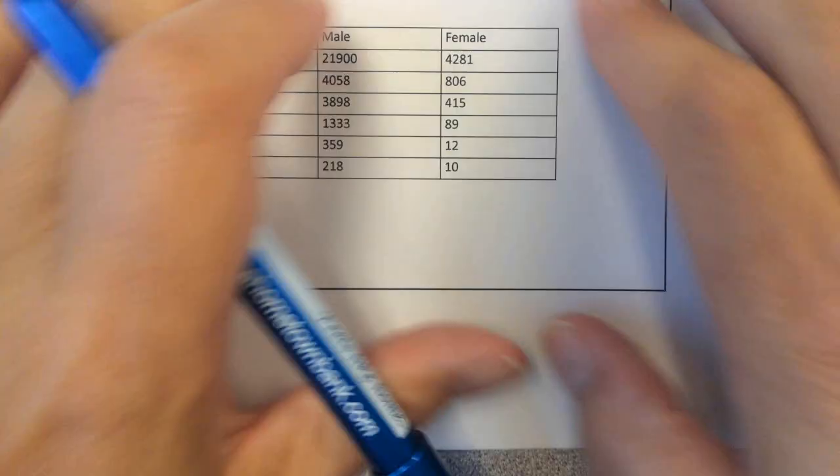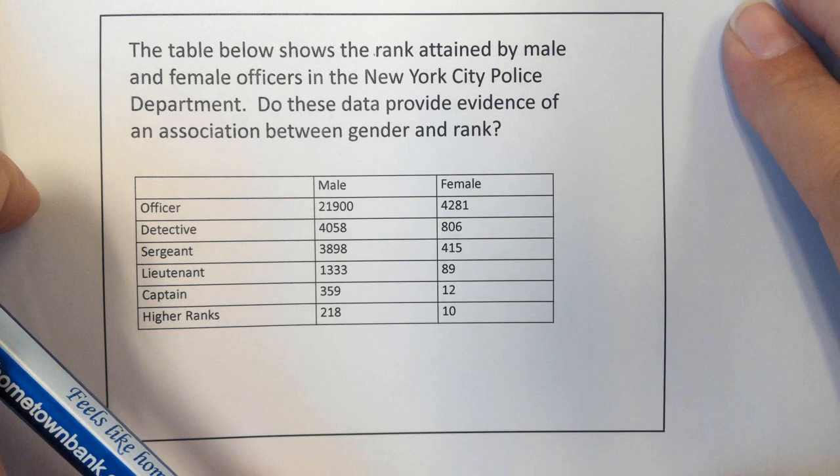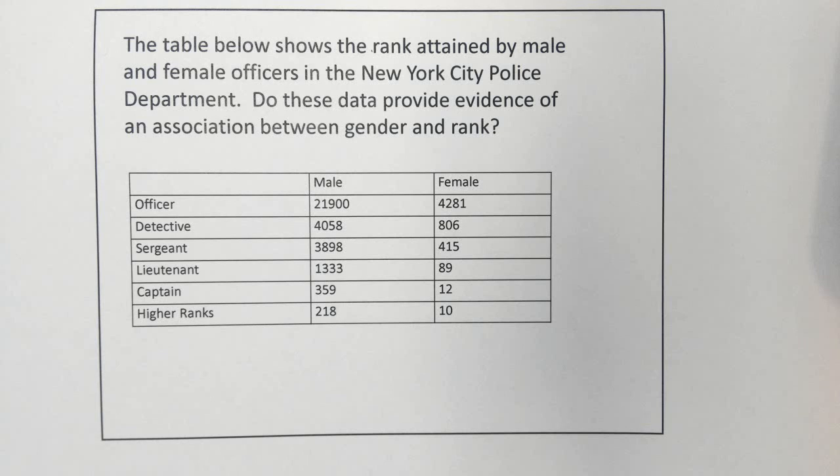So this is an in-house study. So this is a study in which we're not worried about generalizing it to the larger population, from the New York City Police Department. So it shows the ranks attained by male and female officers in the New York City Police Department. And we want to know if the data provide evidence of an association between gender and rank.